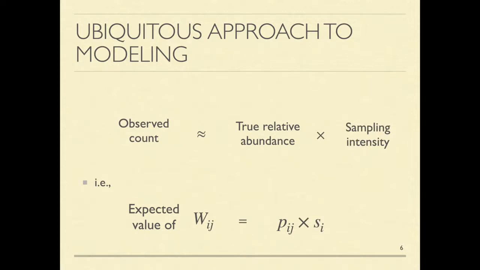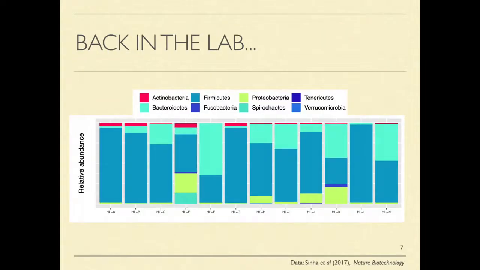An equivalent way of thinking about the same thing is to think about the observed count as being approximately equal to the true relative abundance multiplied by some sampling intensity. So some samples are just randomly sequenced more deeply than others. And so we can think of this as the expected value of those counts is equal to something true that we care about in the environment, and then something that's consistent across all taxa for a given sample. So these two slides are saying the same thing. So that's what's been going on over the last 15 years in the sort of computational and statistical world.